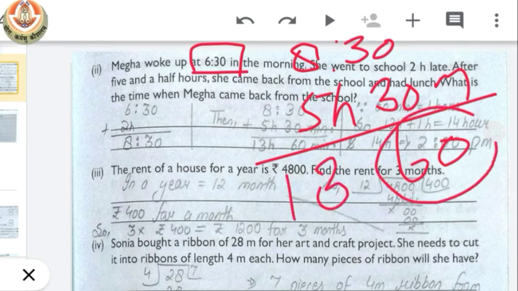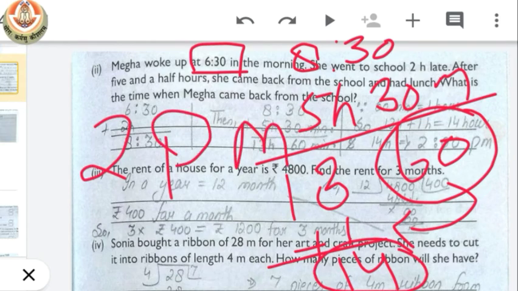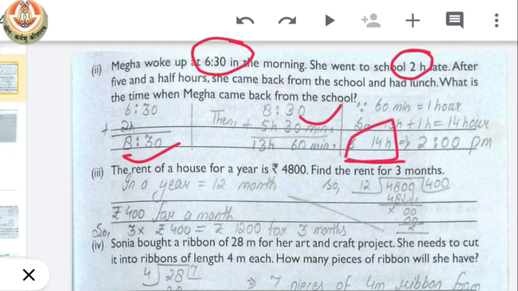And we have to convert these 60 minutes also into hours. So it will be 1 added to the 13. We have 14 hours. And we know 14 hours means 2 p.m. 14 hours is the 24-hour clock time and 2 p.m. is 12-hour clock time.